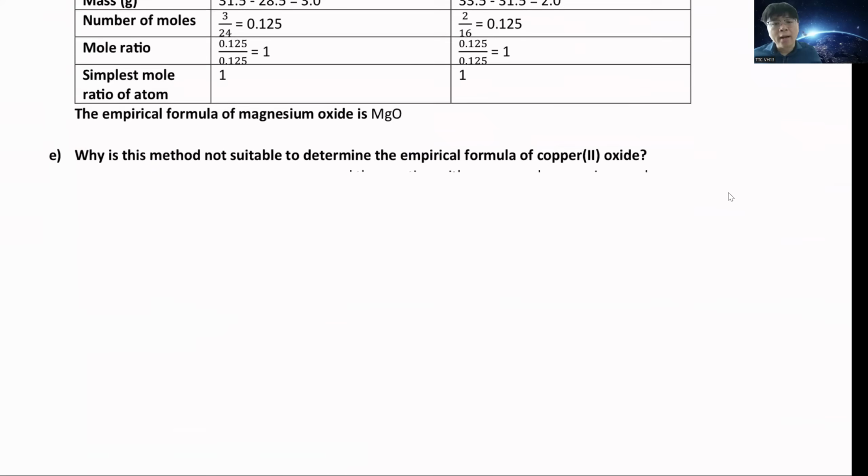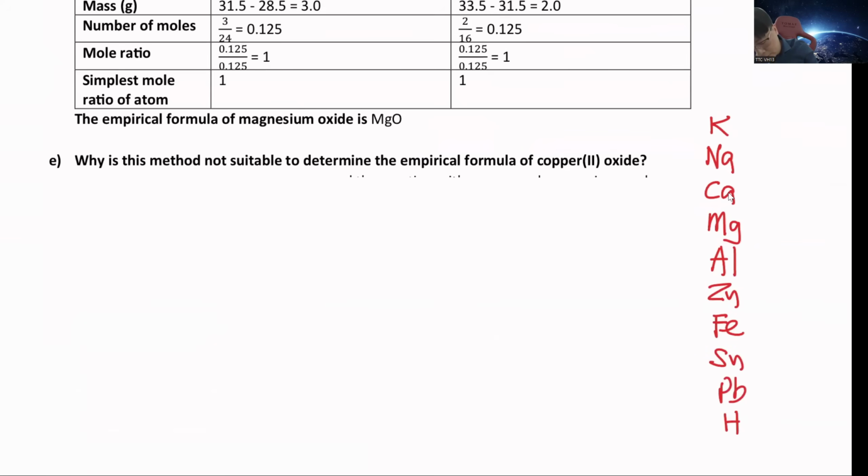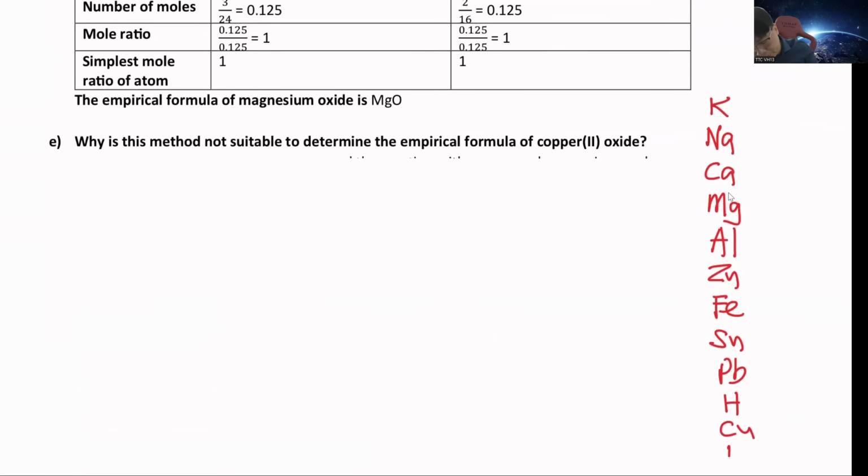Then they ask you why this method is not suitable for determining the empirical formula for copper 2 oxide. You see the reactivity series. Hydrogen gas is here, the hydrogen ion. For magnesium, it's a reactive metal. We call it a very reactive metal.